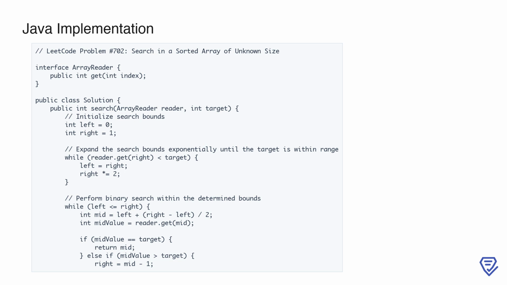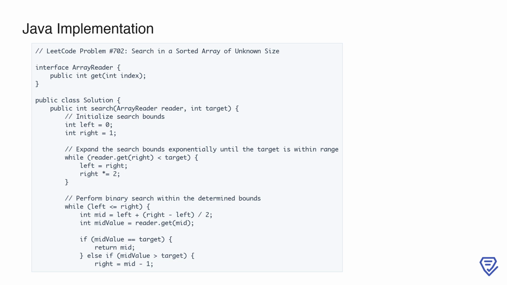The idea is to exponentially expand the search bounds until the target value lies within the range defined by these pointers. This is achieved by repeatedly checking if the value at the right pointer is less than the target. If it is, we shift the left pointer to the current right, and then double the right pointer. This ensures that we quickly cover a large portion of the array while narrowing down the region where the target might exist.